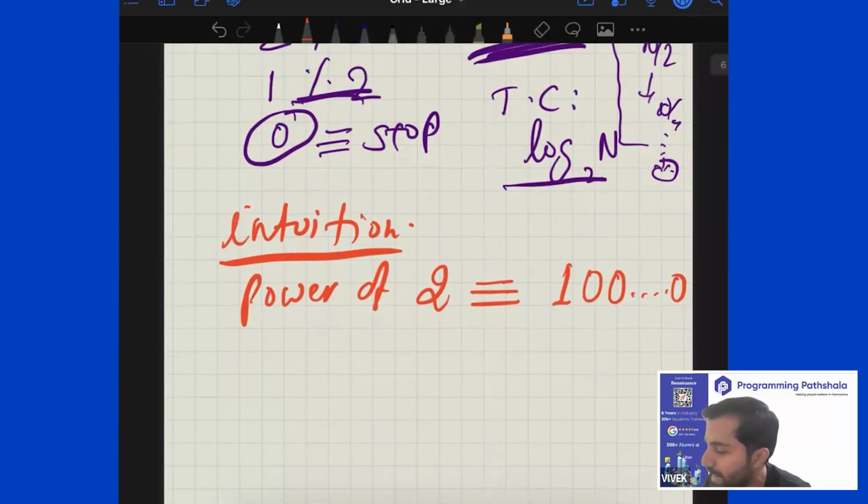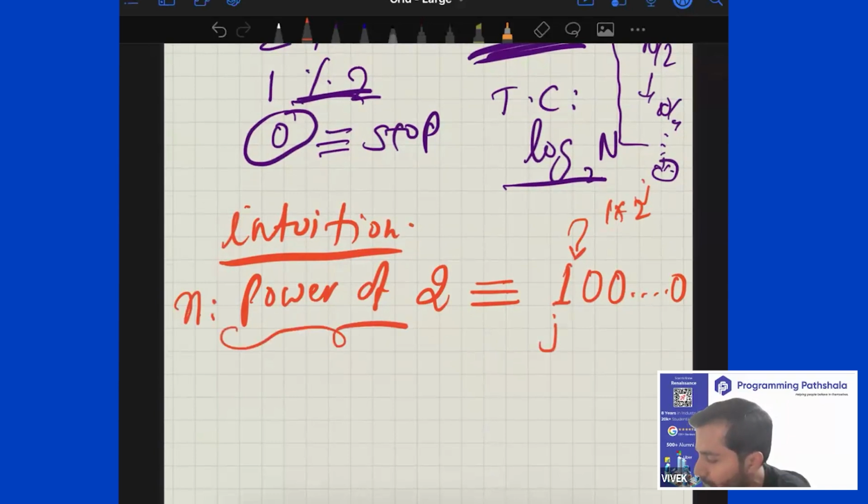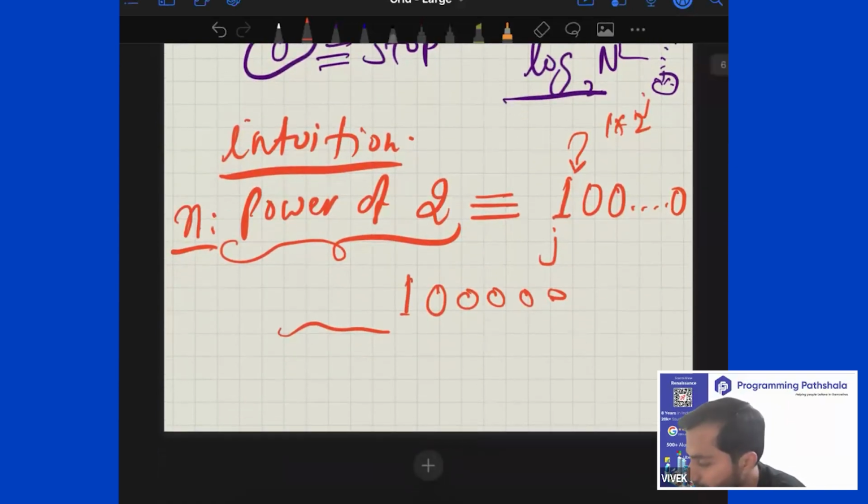Because we all know that in any binary representation, if a particular bit is 1, then it represents 1 multiplied by 2 power something. So if this is the jth position, it is 1 multiplied by 2 power j. So if a number n is actually a power of 2, then its binary form will have 1 and everything else will be 0 after that. Before it, anyways, everything is 0, right? So that would be the representation. Now tell me one thing. How will the binary representation of n minus 1 look like?